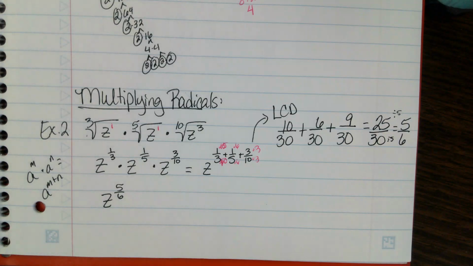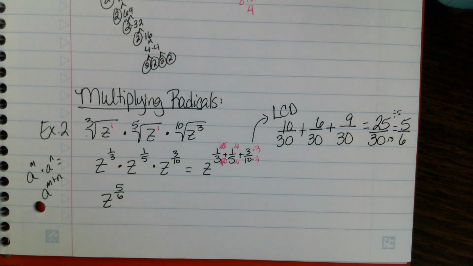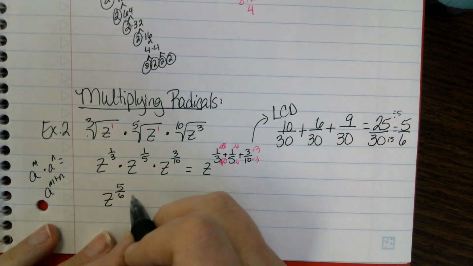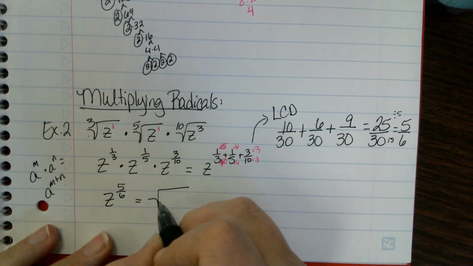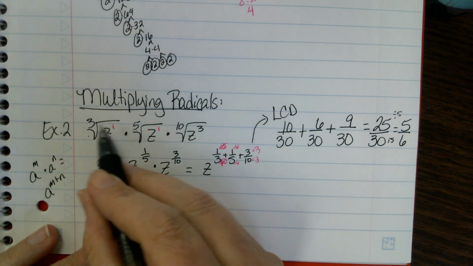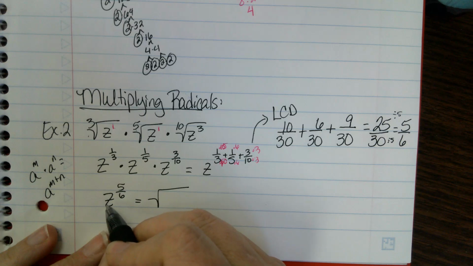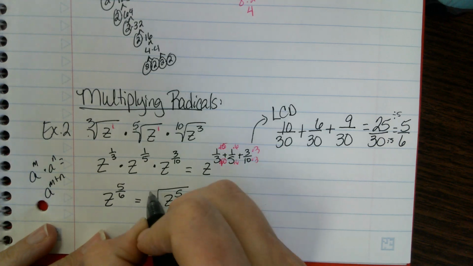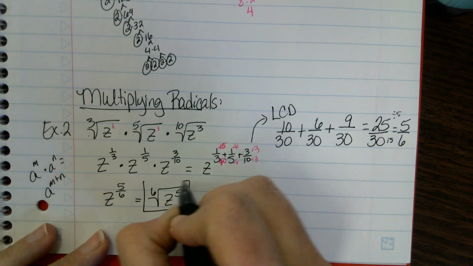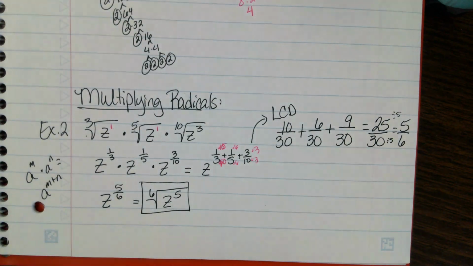And I know you're looking at this like, this is a crazy rabbit hole I'm going down, right? Well, my goal is to eventually get it back to radical form. Remember, we always want to answer a question the way it's been asked unless they tell us differently, like, write your answer as a decimal or in fraction form. So it hasn't told me that, so I'm going to go ahead and convert this back to radical form. Remember, it was z to the 1 over 3, so this would be z to the 5th power, and my index is 6. So 6th root of z to the 5th power.